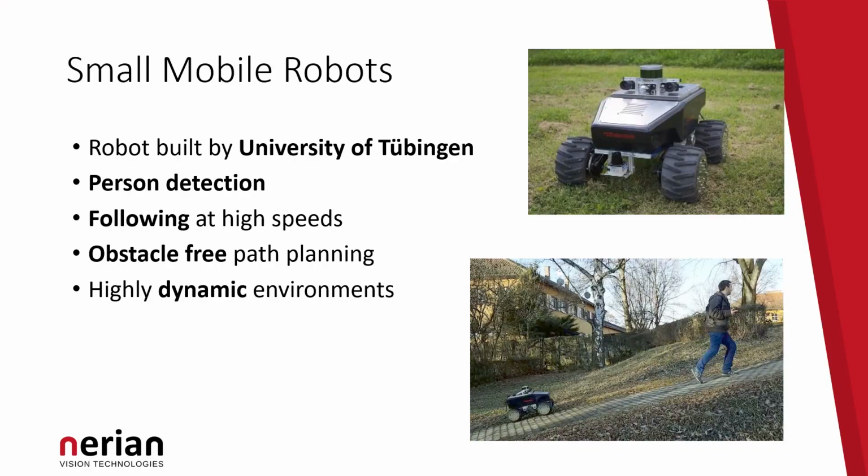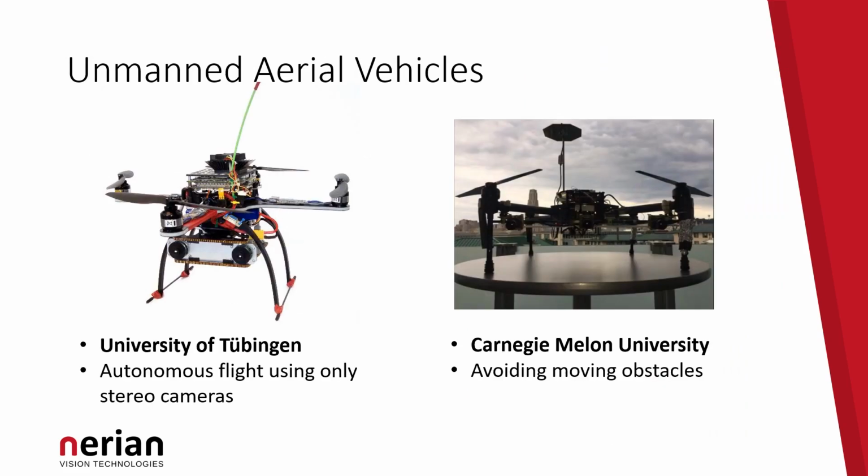Then here's an example of a smaller autonomous vehicle that was built by the University of Tübingen. There again we see there's a stereo camera on top and also a small LiDAR system. The University of Tübingen used this robot to implement person following, and the system that they developed even works at a fast running pace, and it follows the person in a collision-free path and even works in very dynamic environments.